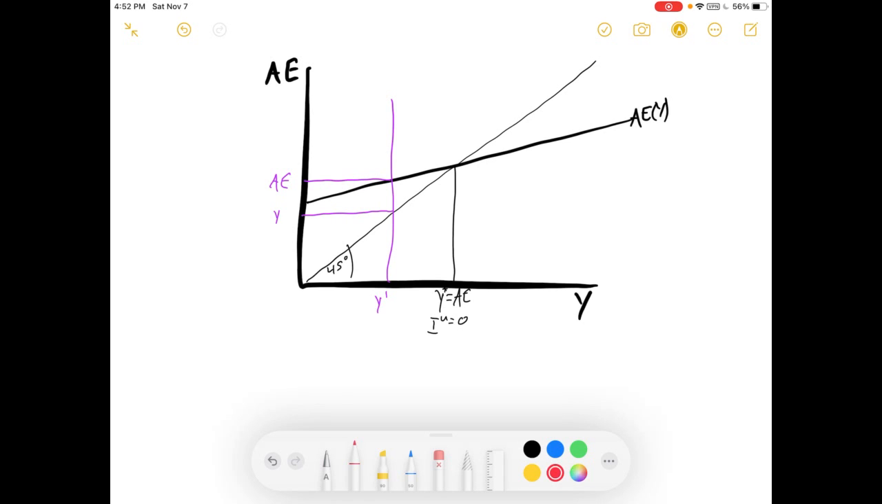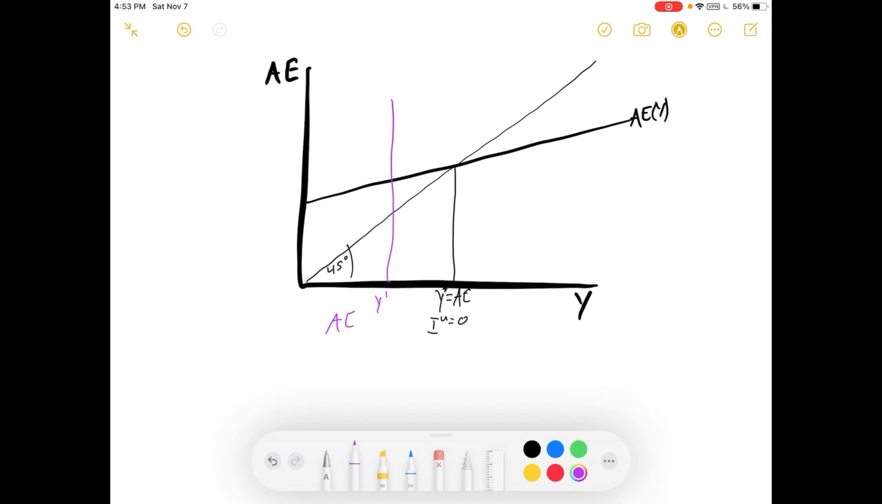Now, of course, I could just look at it along this axis, but then it becomes harder to compare because I'm comparing horizontal motions or differences with vertical differences. The 45-degree line, on the other hand, allows me to convert this horizontal difference into a vertical one. And once I have that, it's easy for me to compare GDP to aggregate expenditures.